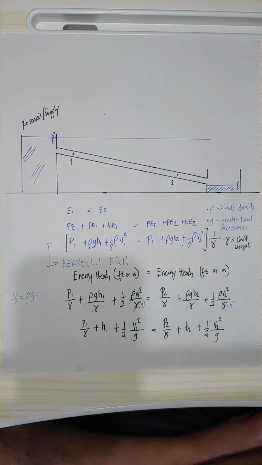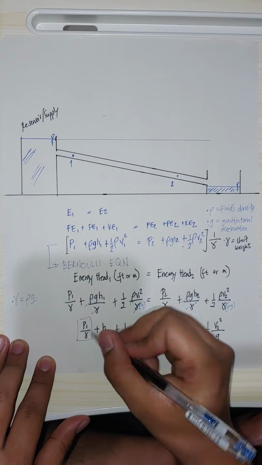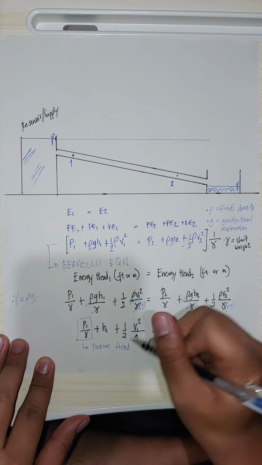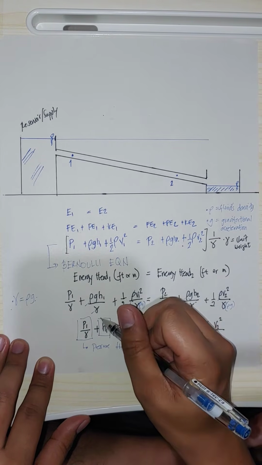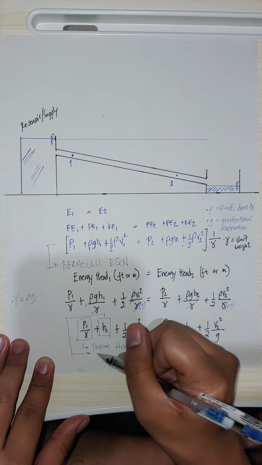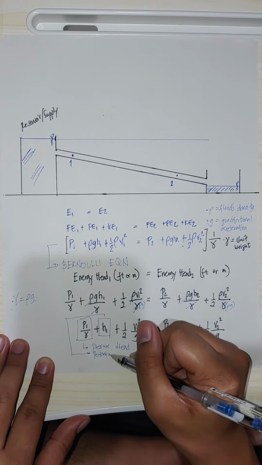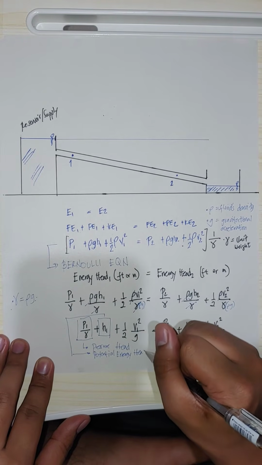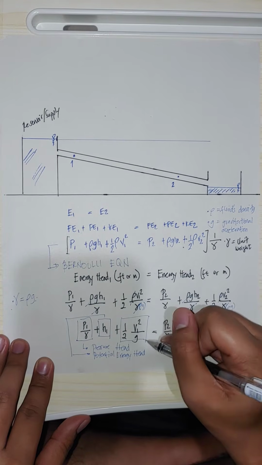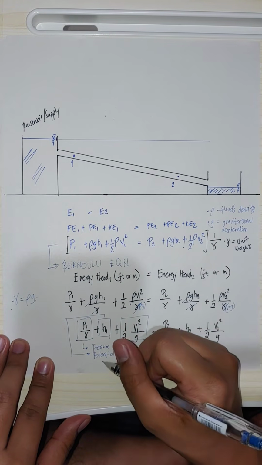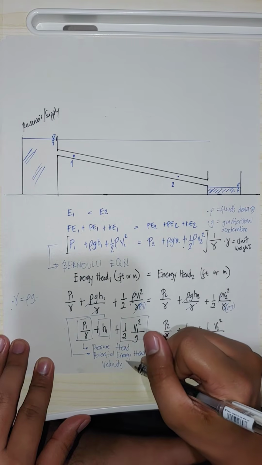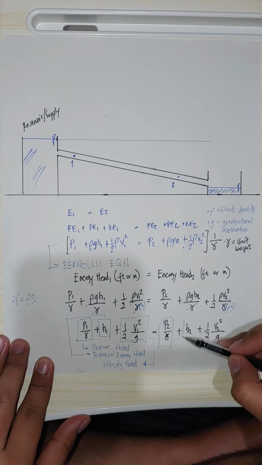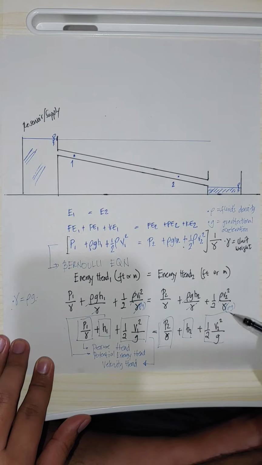Okay, let's name each term. This one, we call the pressure head. This one, we call the potential energy head. And this last one, we call the velocity head. All of these are measured in foot or in meters. So this is the pressure head, the potential energy head, and then the velocity head.